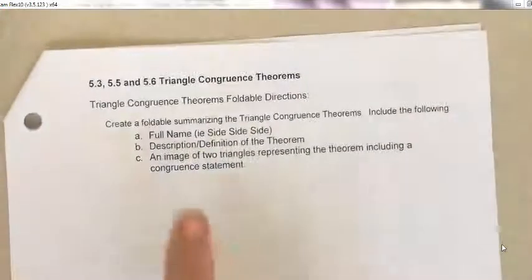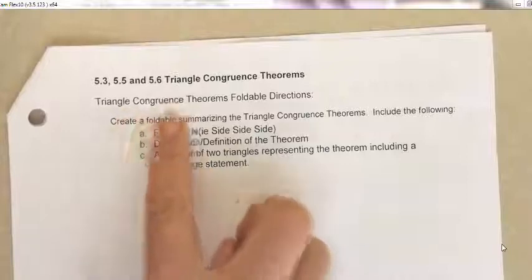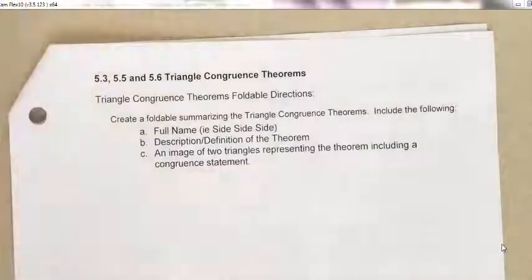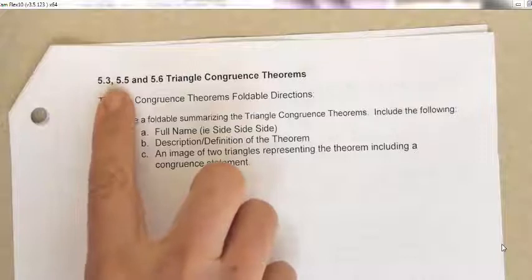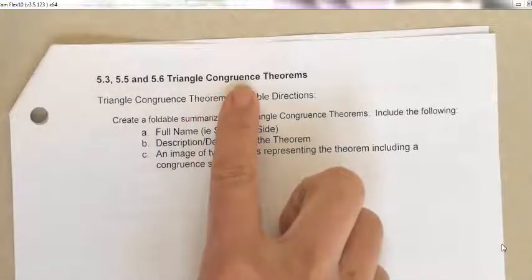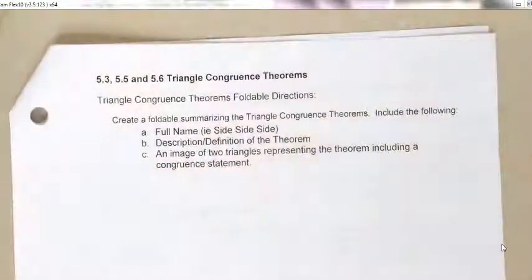So now what we're going to do, if you flip the page, we're going to work on this triangle congruence theorems foldable. So you were given in class something with a lot of letters on it that really didn't make any sense. And I'm going to make sense out of that for you. So this is going to be the remainder of chapter 5 that we're going to go over. 5.3, 5.5, and 5.6 all have these triangle congruence theorems. And you can see where they all come from.